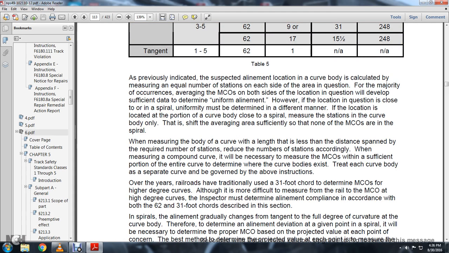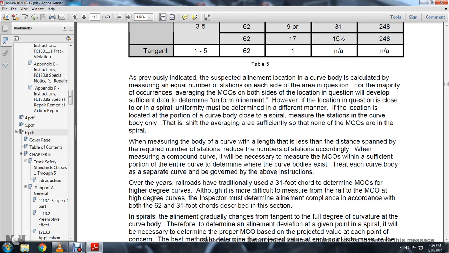As previously indicated, the suspected alignment curve location of the curved body is calculated by measuring an equal number of stations on each side of the area in question. The majority of the curvature, averaging the mid-chord offsets on both sides of the location in question, develops sufficient data to determine the uniform alignment.